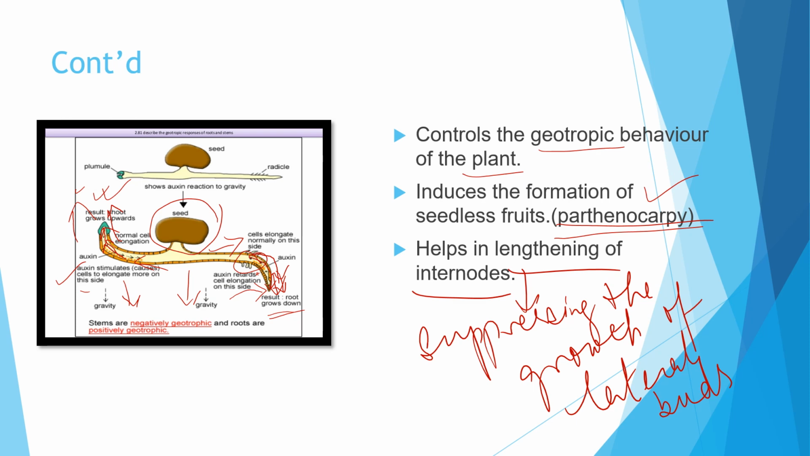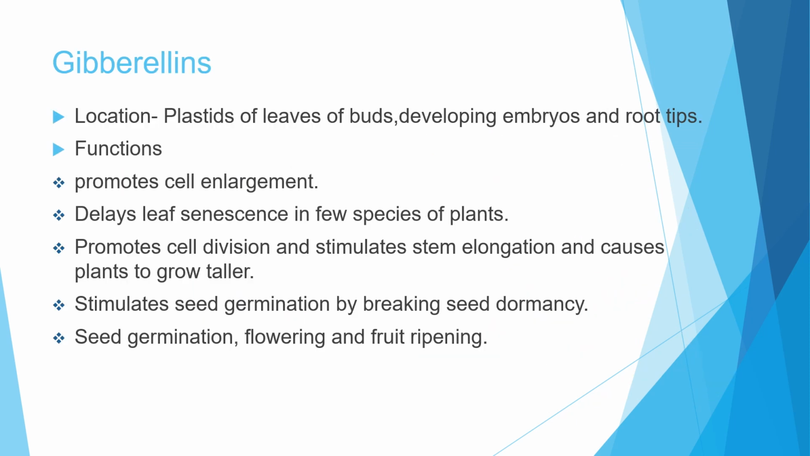Now let us see the next hormone, gibberellin. Here come gibberellins, the next class of plant growth regulators. They produce a variety of physiological responses in plants. So where are they located? They are located mainly on the plastids of the leaves of buds, developing embryos, and on the root tips. At present we can say that more than 100 different gibberellins have been identified.